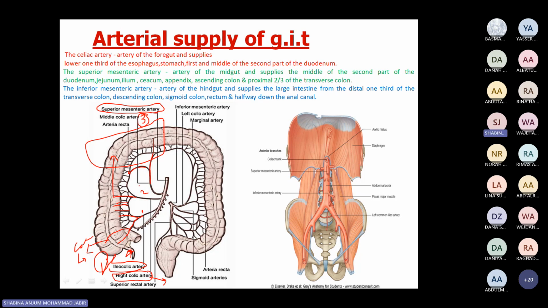Okay, clear here what main branches you have seen? The ileal branches, then ileocolic, right colic, and middle colic. Clear? Okay.